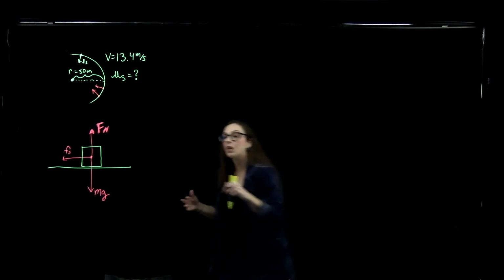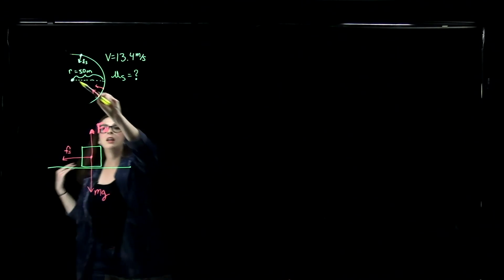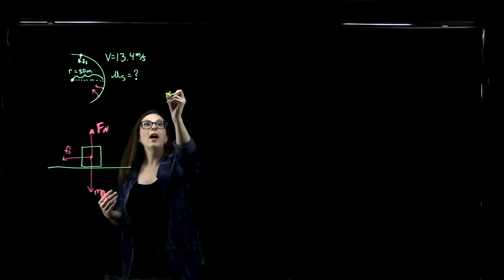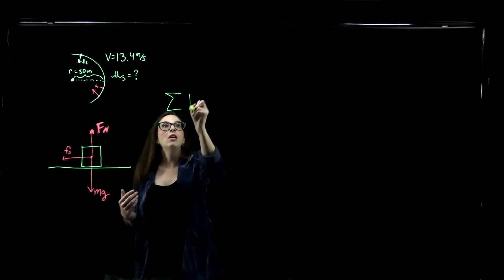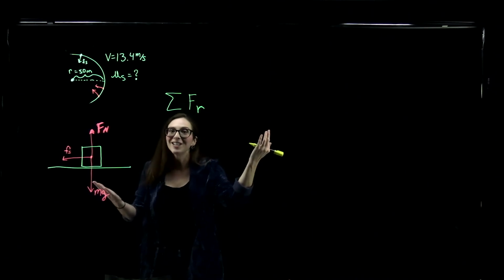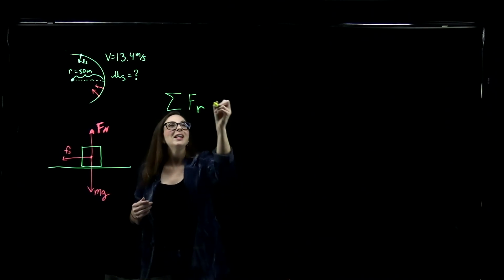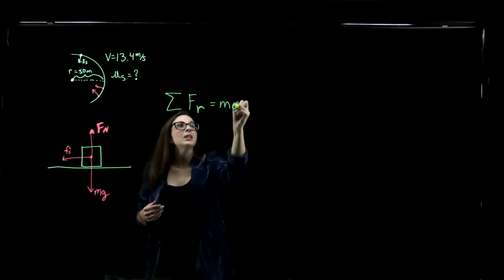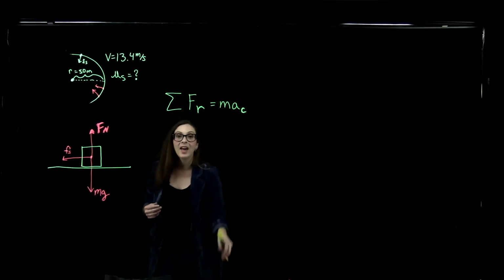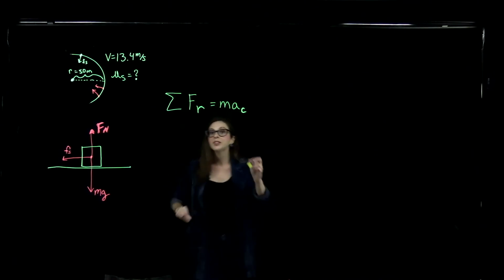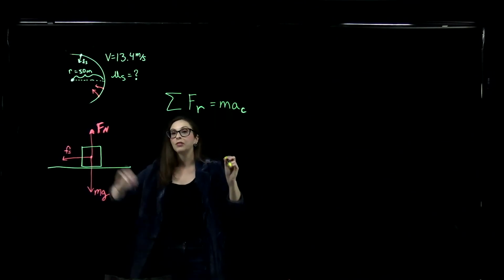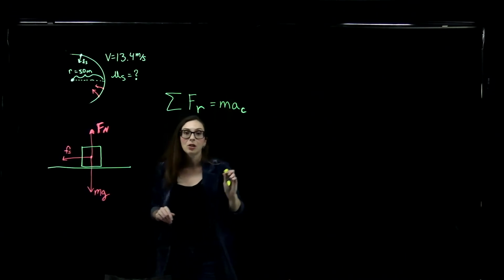And so for us, that means all of the forces that are acting inward toward the center of the circle. So we have the sum of all the forces in the radial direction, along the radius of the circle, equals the mass times acceleration, but this time it's the centripetal acceleration. And again, it is this static friction force that is giving us this centripetal acceleration. Without the static friction force, we wouldn't have this circular motion.